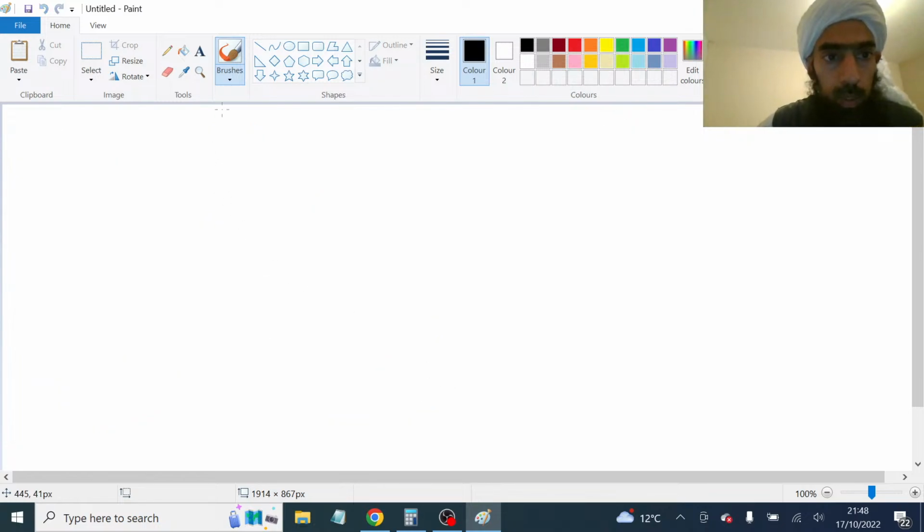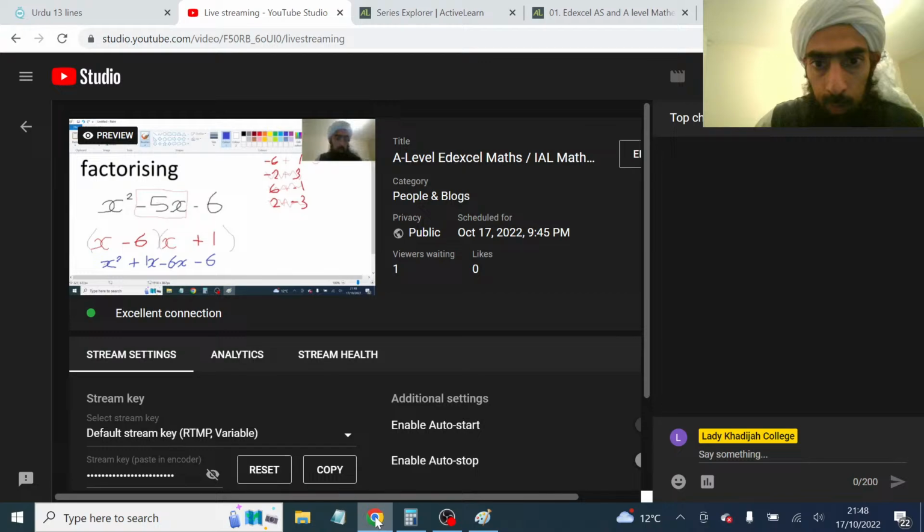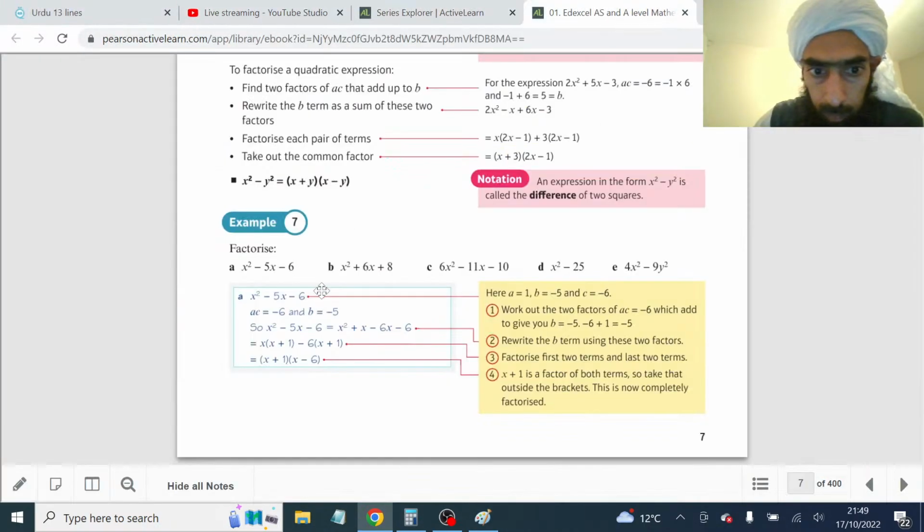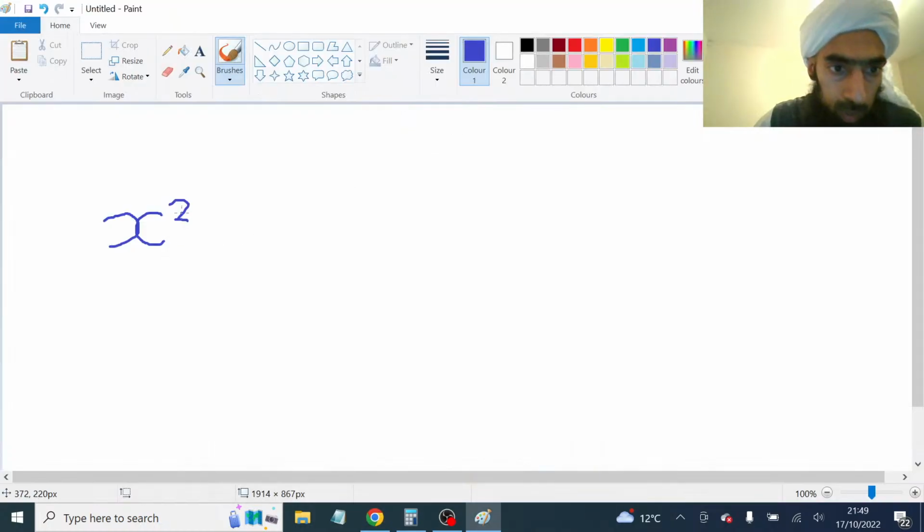Let's go on to another similar example. Same technique, but we just maybe have to be a bit faster because this time everything's positive. So x squared, and let me just check on the question that we need to look at. So x squared plus 6x plus 8.